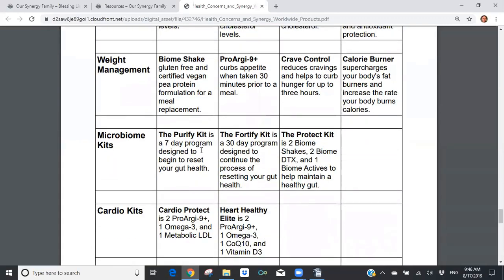I'm going to go in and have to clean up these kits because there have been some changes made, so I'll make sure that I do that.